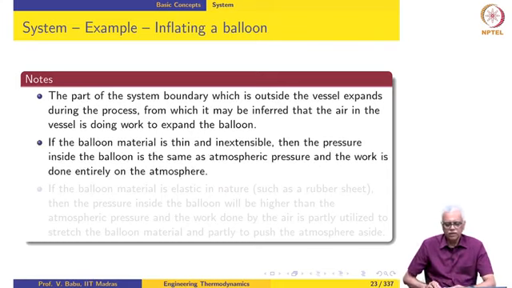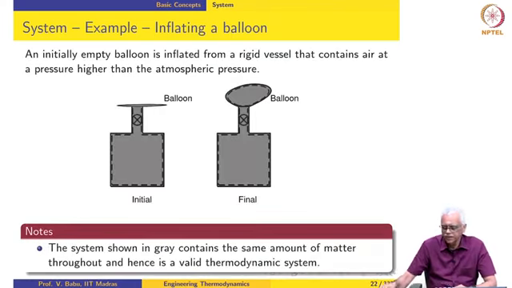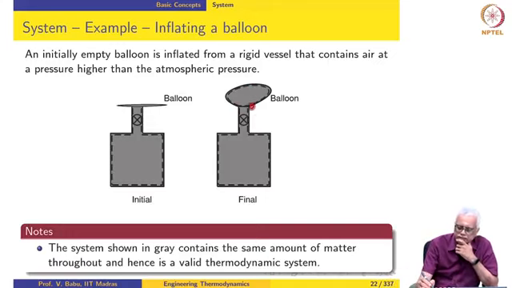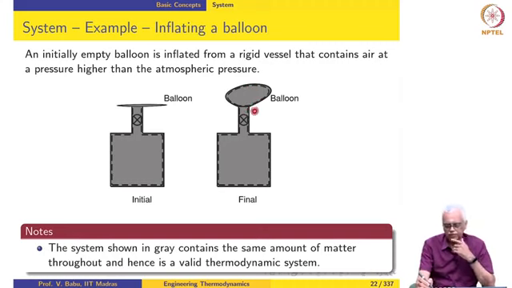Okay. Now, there is also an important question, namely on the nature of the balloon material. So, the question is what difference does it make if I draw the system boundary inside the balloon or outside the balloon? Does it make a difference? It will make a difference depending on whether the balloon material is thin and inextensible or not.